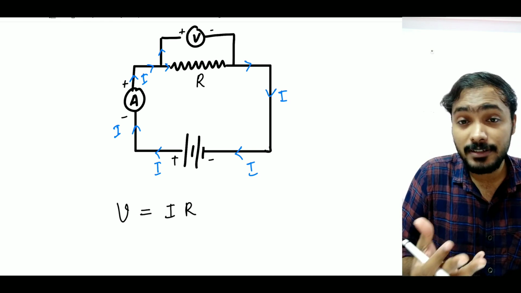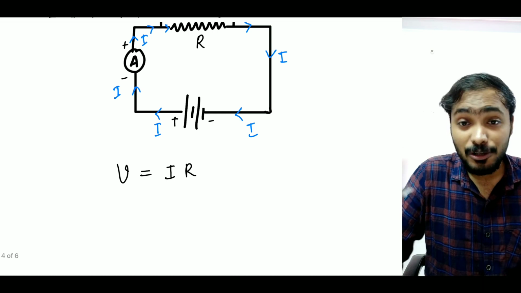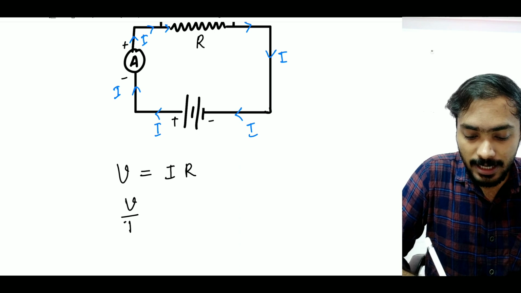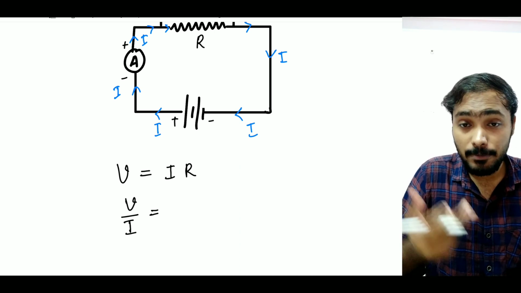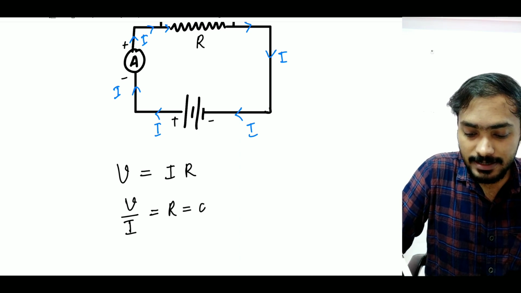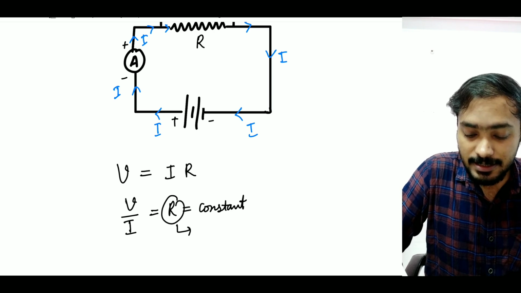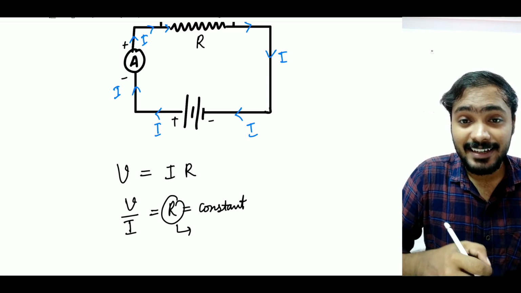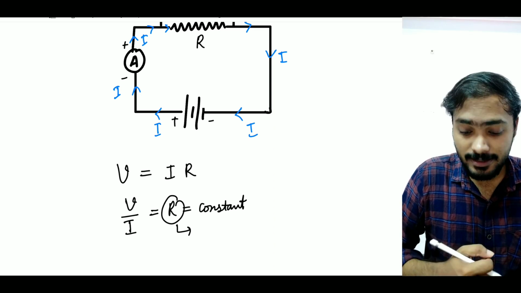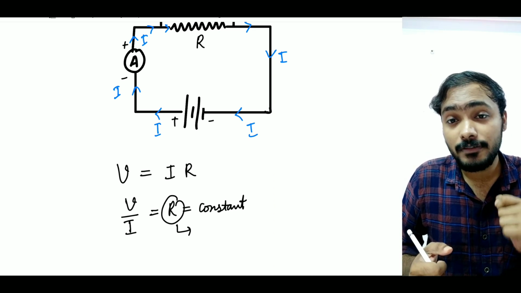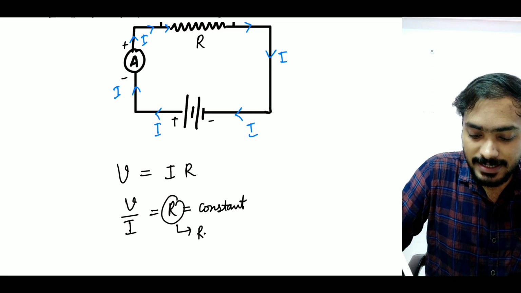Now this is something we learned in the previous video, so for all those who haven't watched, you can go and watch that video. The ratio V upon I, the potential difference upon the current, is a constant, and that constant is what we call the resistance offered by the material, the conductor, or the resistor in the flow of current. You can imagine it as the hindrance provided in the flow of current. So this is your resistance.